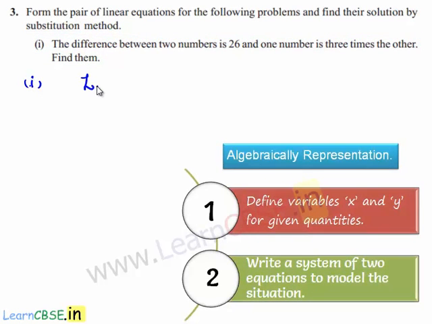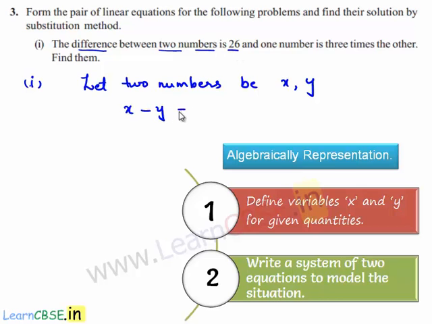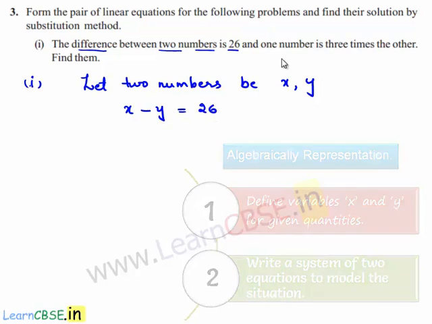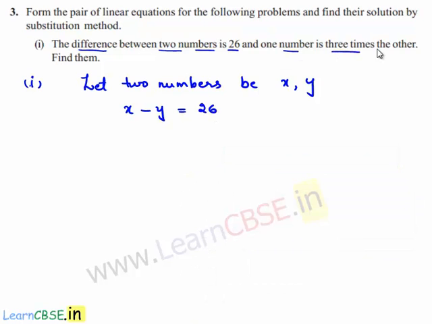Let the two unknown numbers be x and y. So according to the given problem, the difference between the two numbers is 26. That means x minus y is 26. Also, one number is 3 times the other. So I can write x is equal to 3 times y. This be equation number 1 and this be equation number 2.